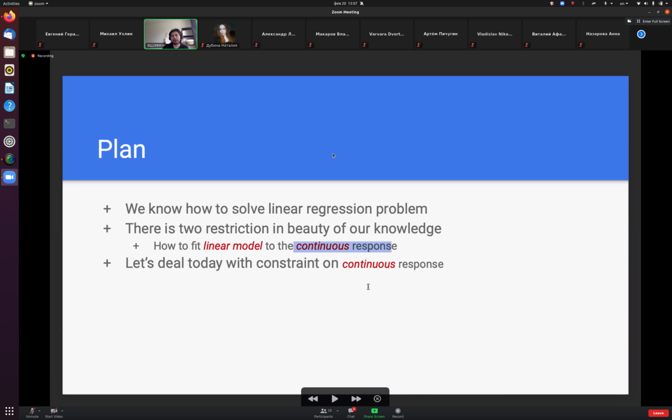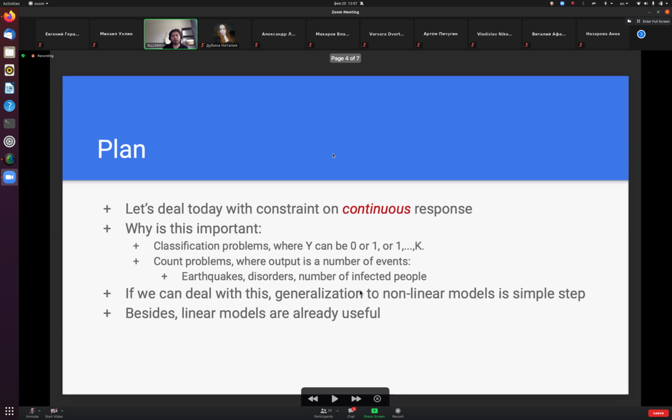Let's break the constraint that we need to fit our model to a continuous response. So why is this important at all? There are a couple of simple examples to show that. First of all, of course, classification problems, binary classification, where our output can only be 0 or 1. So we have two classes, or if we have many classes, we can list them as k numbers for k classes.